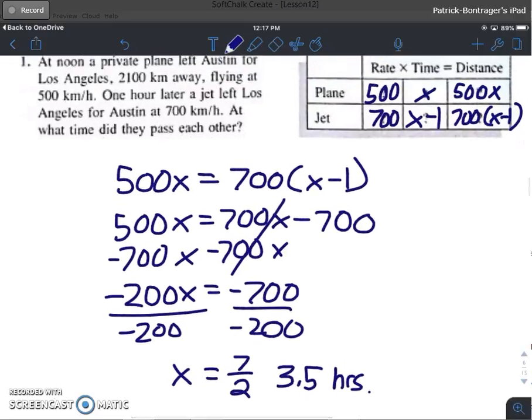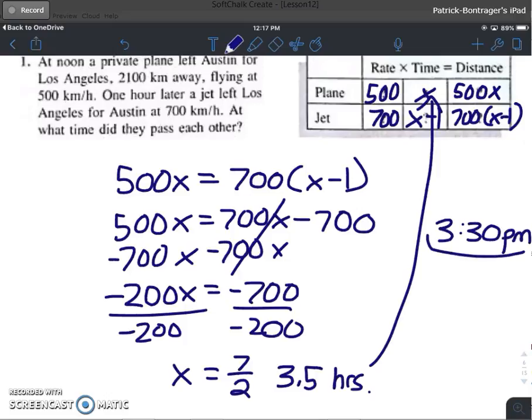All right, so again, if we recall, we're going to plug it in. The plane left at 12. It was done 3.5 hours later. So at 3:30 p.m. is when the two planes passed each other.